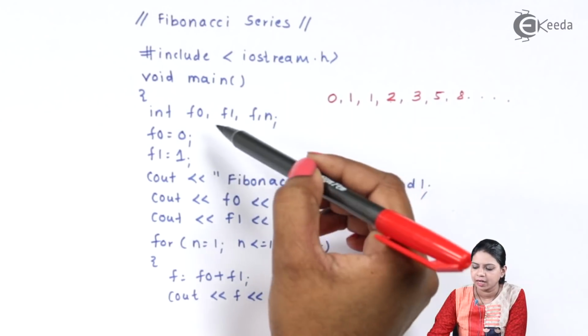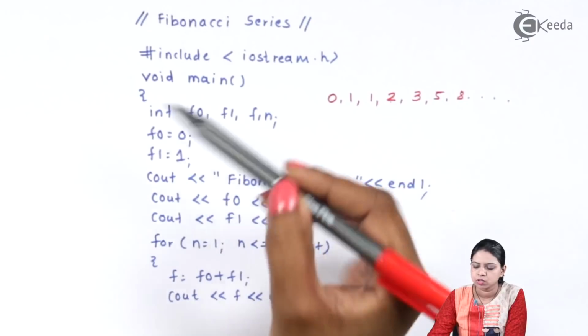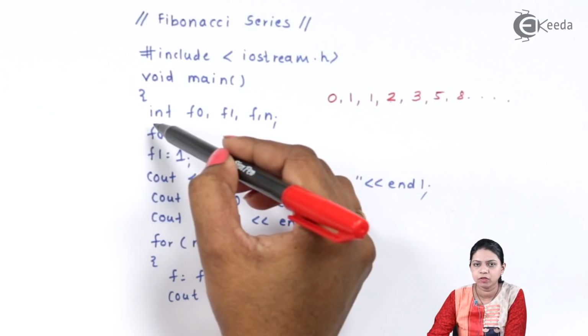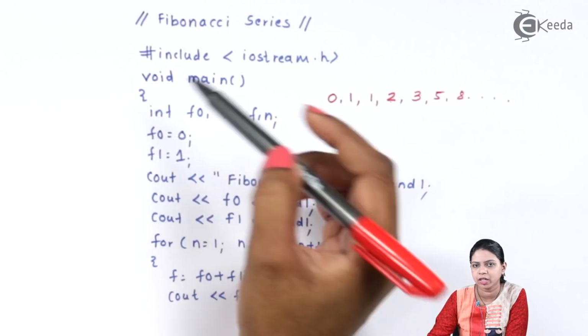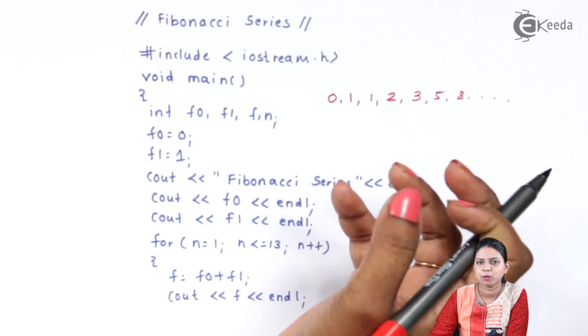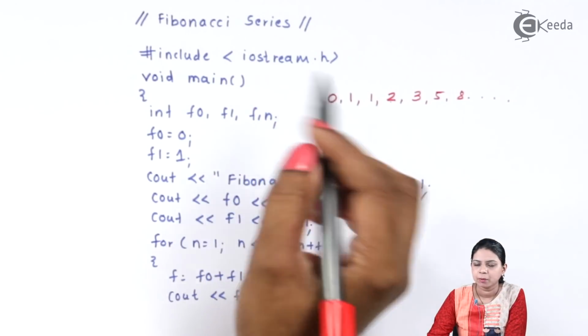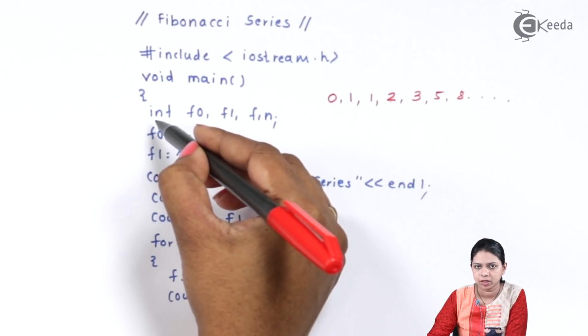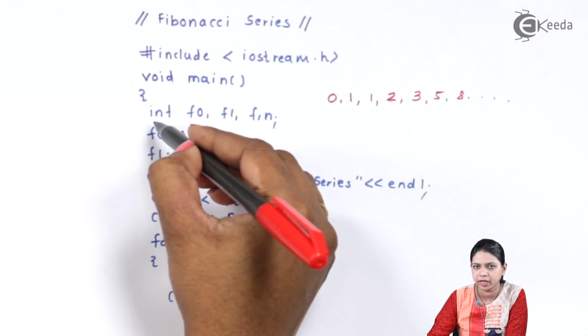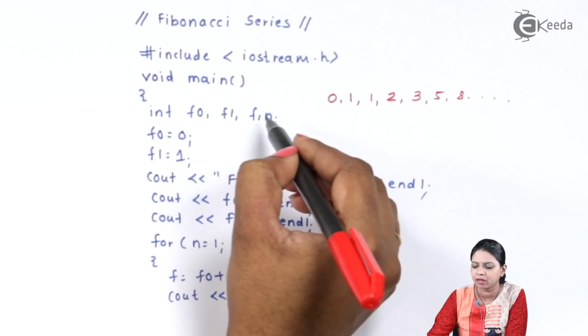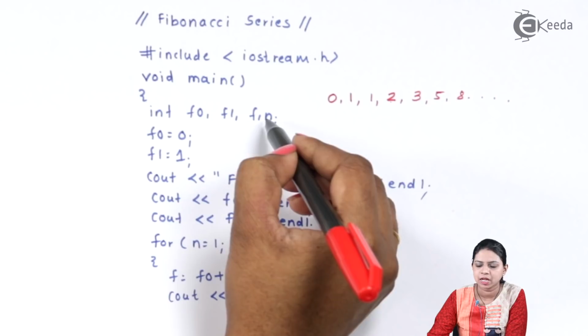Now in this case I have taken three variables. All my variables are of which data type? Integer. It means they will take numbers without decimal point. So how to declare a variable? We declare a variable along with the data type. So integer is my data type, and f0, f1, f and n, these four variables I have taken.